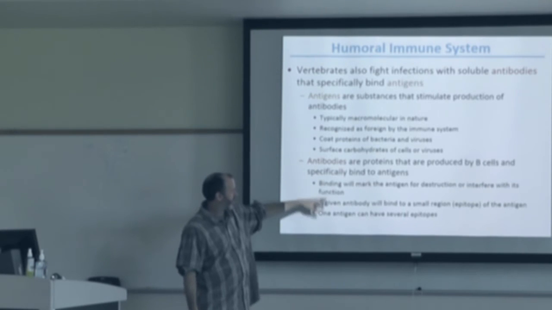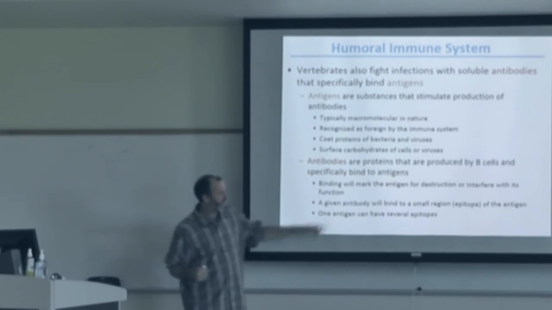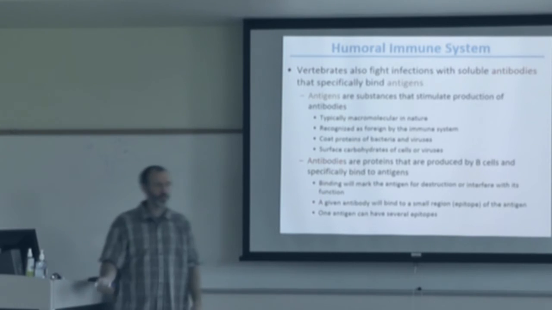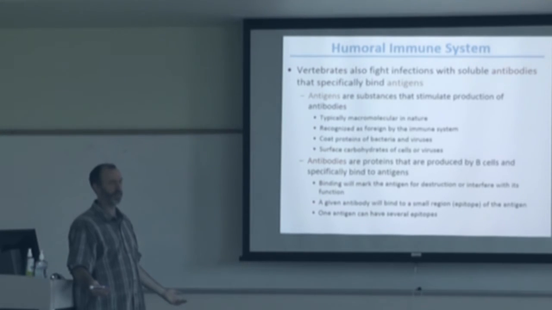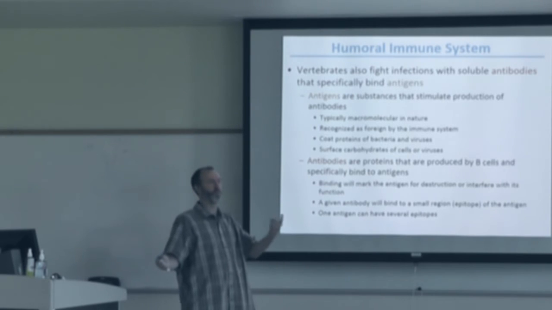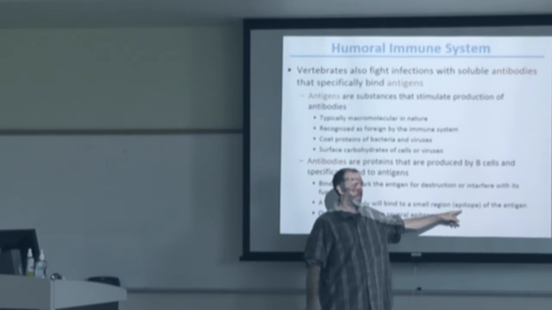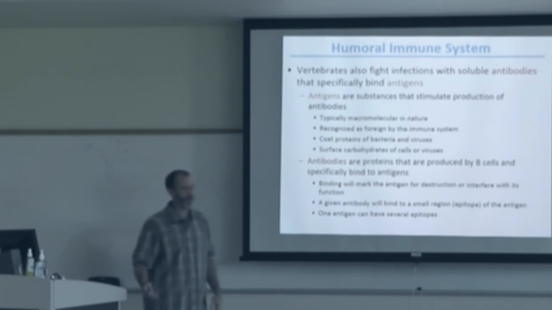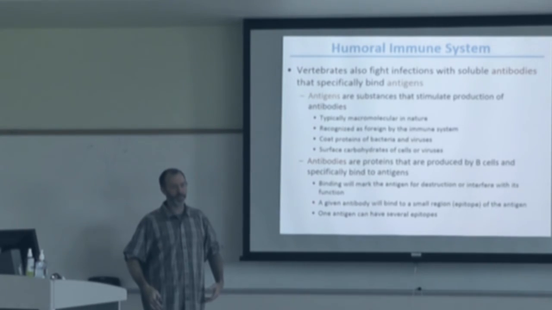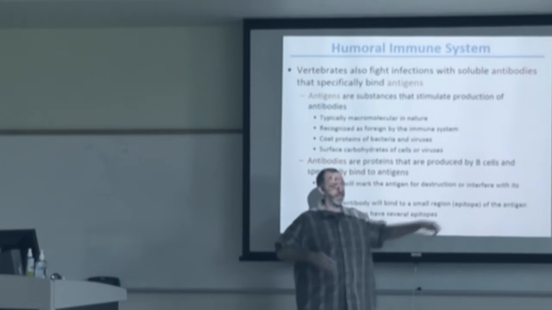A given antibody will bind to a small region, which is the epitope of that antigen. So you might have heard of monoclonal versus polyclonal antibodies. You guys ever heard those? What's the difference? Monoclonal means they come from one clone, or one cell, and they all recognize the same epitope of the antigen. Whereas polyclonal antibodies are from many blood cells, so you have many cells making antibodies that recognize multiple epitopes on that antigen.